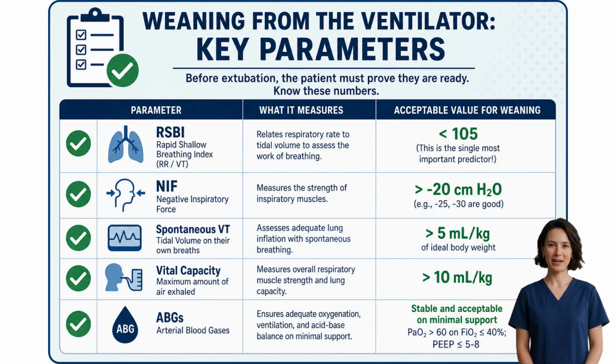Before we can extubate a patient, they have to pass a spontaneous breathing trial and meet specific criteria. You need to know these numbers. The single most important predictor of success is the Rapid Shallow Breathing Index, or RSBI. It must be less than 1/5. Next is negative inspiratory force, or NIF, which measures respiratory muscle strength. It needs to be a strong negative number, greater than -20. The patient should also have a good spontaneous tidal volume and, of course, stable vital signs and ABGs on minimal support.